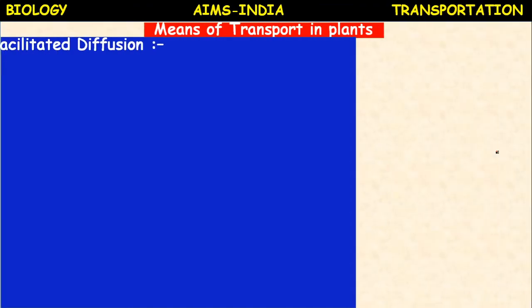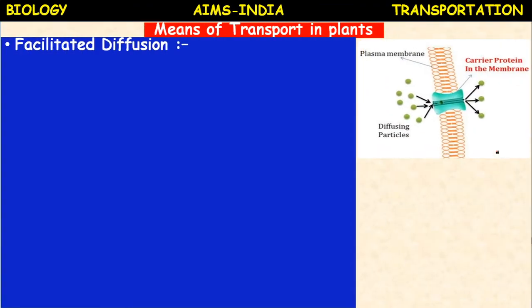Next, in facilitated diffusion, so this is the plasma membrane. The diffusing particles, some substances are involved, no? That is carrier proteins in the membrane. It also determines the facilitated diffusion.